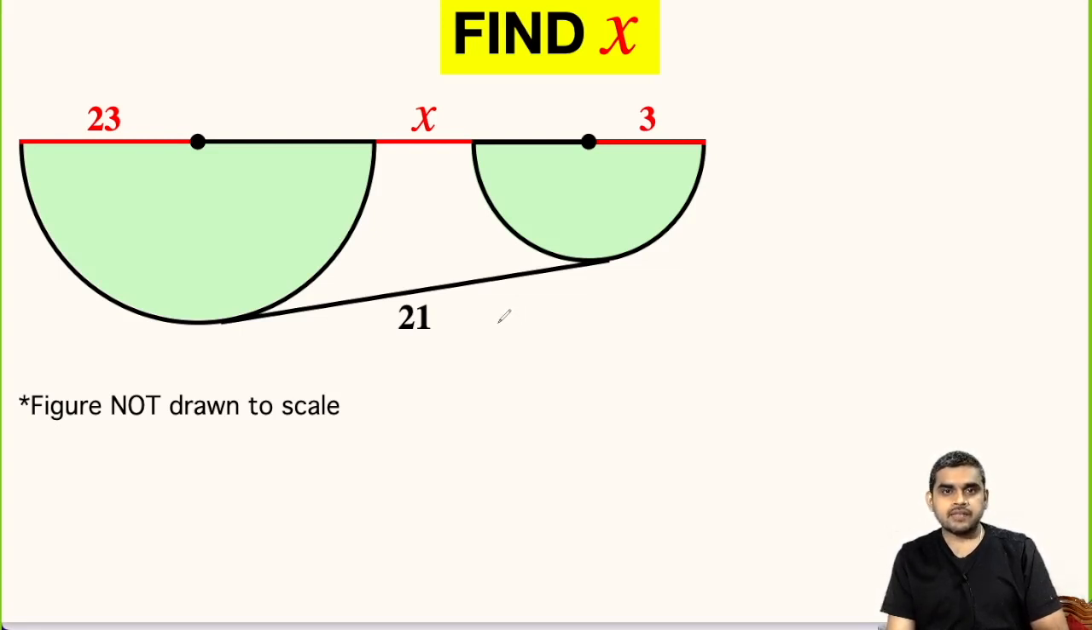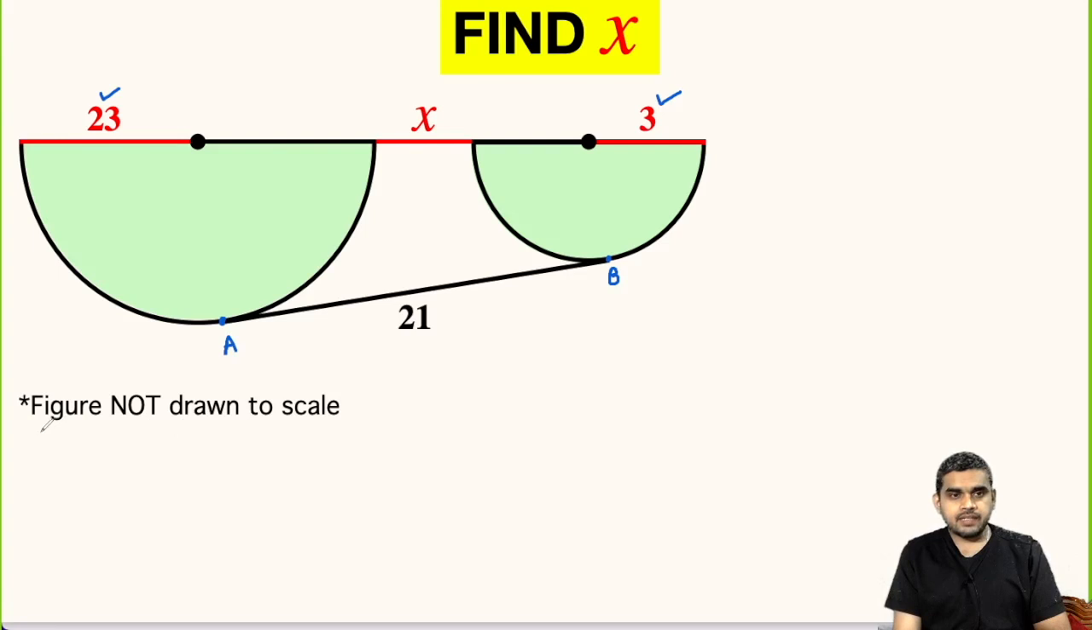Today I am back with another interesting question. In this question we have two semicircles. The bigger one has a radius of 23 units and the smaller one has a radius of 3 units. We have a line segment here which measures 21 units. Let us name it as AB.